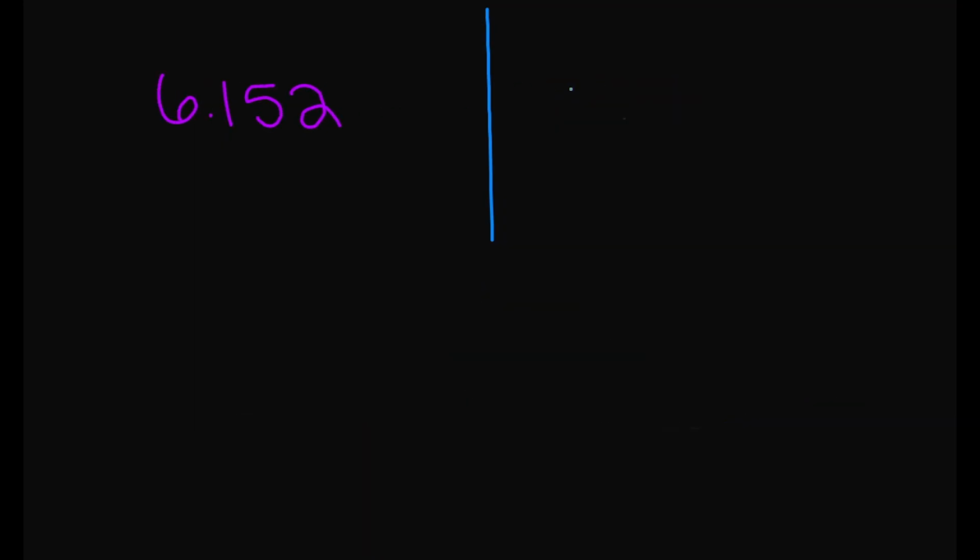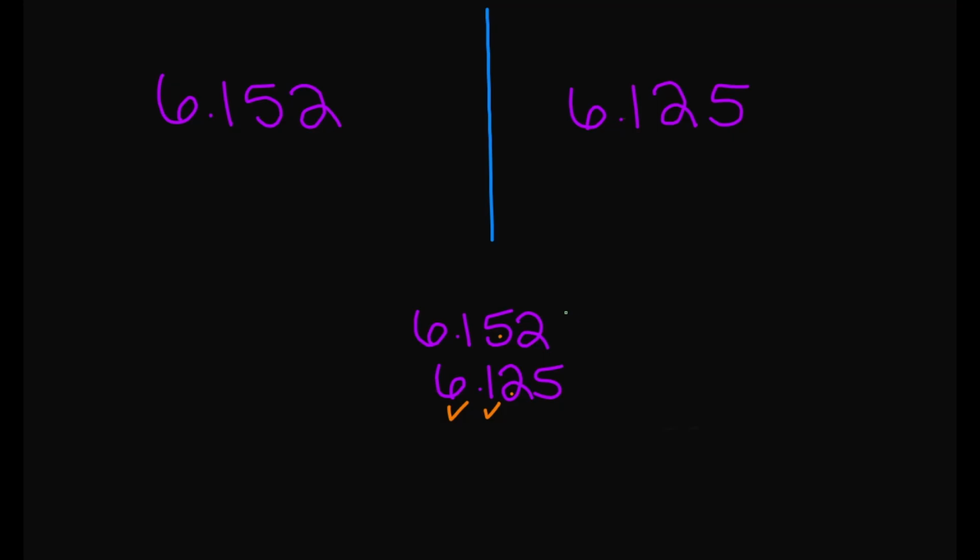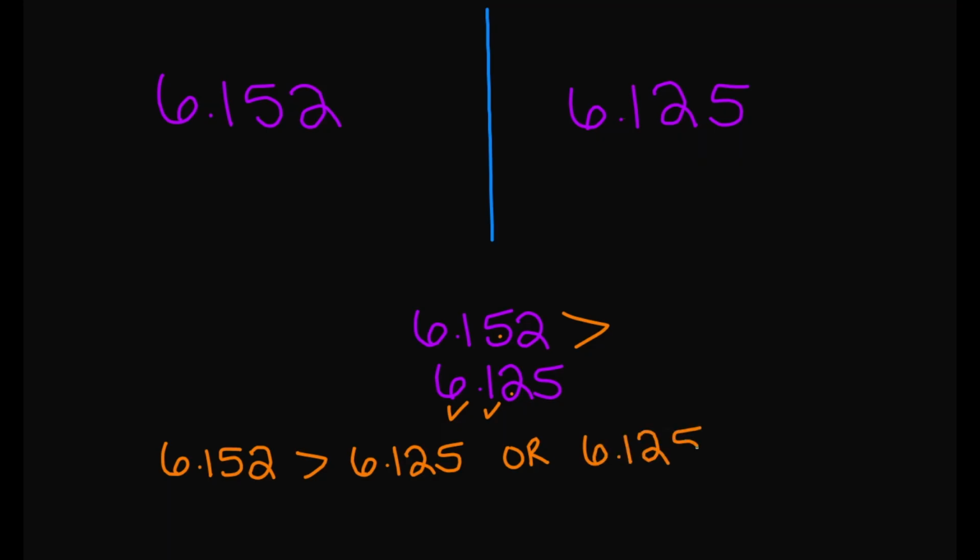6.152 and 6.125. Which number here is greater? So let's line up our decimals, 6.125 here. Notice that your 6's are the same, so that's good. Our 1's are the same, that's good. Then you have 5 up here and 2 here. And by looking at this example, you will see that my 6.152 is greater than my 6.125. So when you're writing your answer, 6.152 is greater than 6.125, or you may write it as 6.125 is less than 6.152.